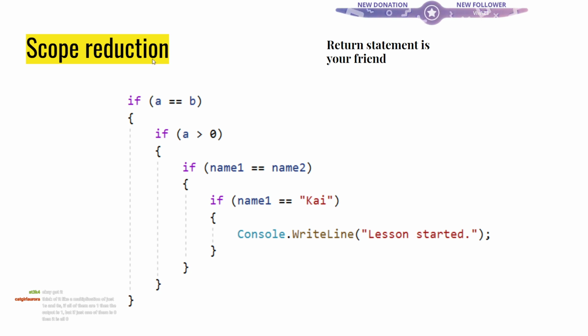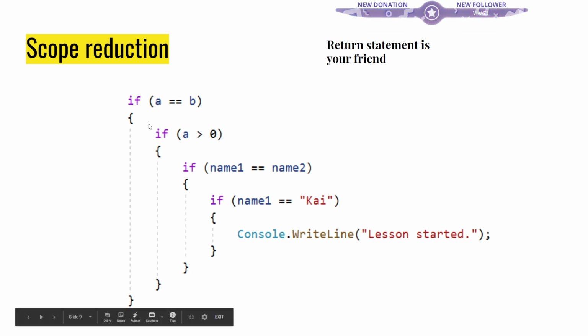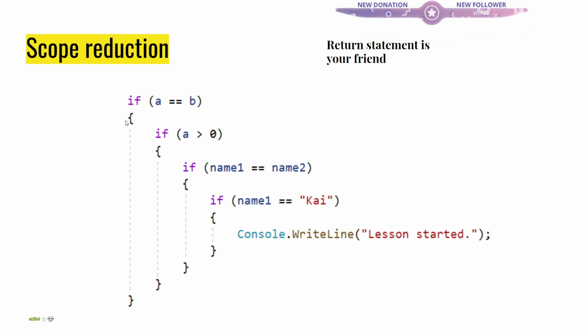So with if statements, we might face problems like nesting too many statements in it, having a large scope, and this is actually quite common for if statements. You see here we have a comparison. If a equals b, and then if a is more than 0, all comparisons are valid. This is not gibberish. This might happen in real code. And then you compare names, and then if name 1 is Kai, you say that lesson started, for example.